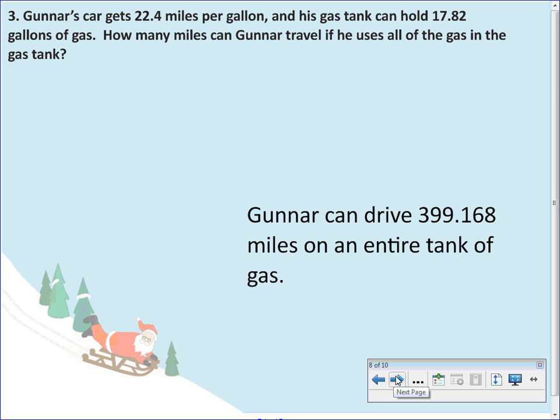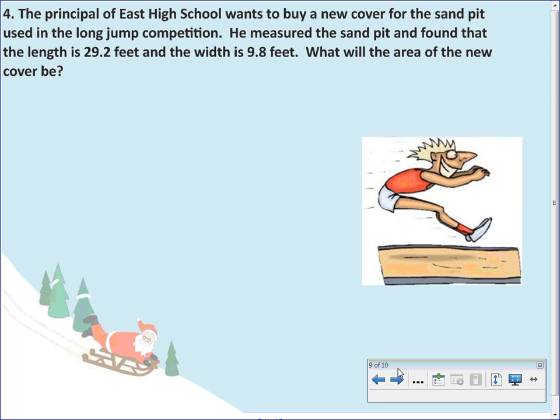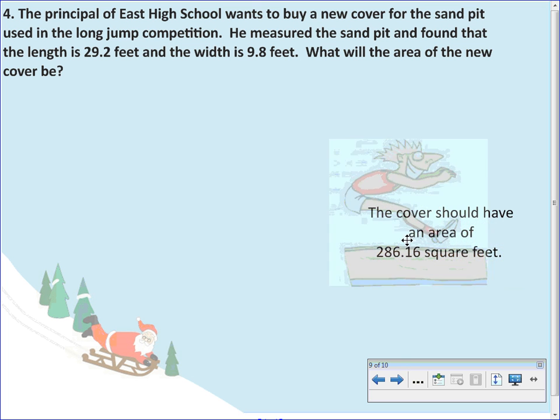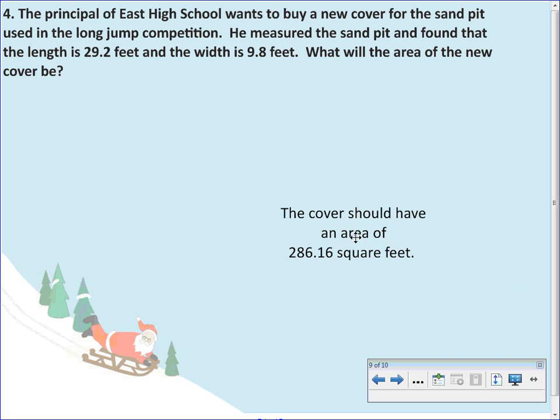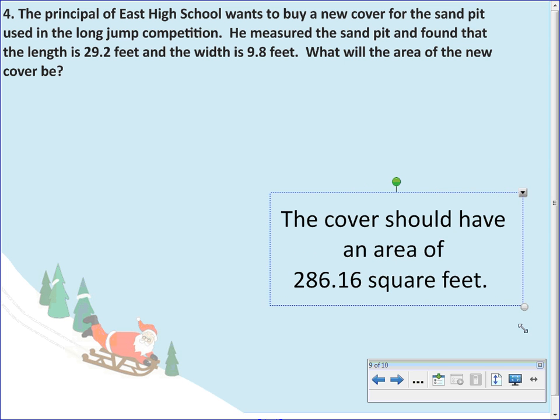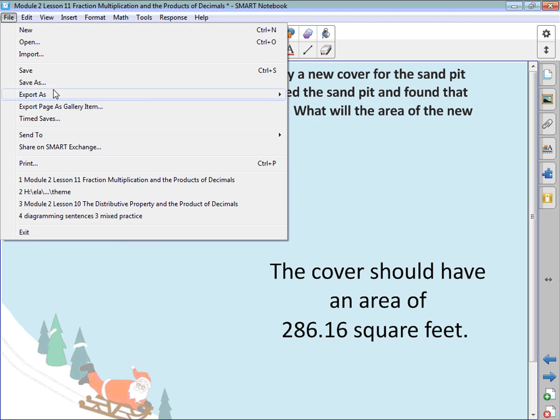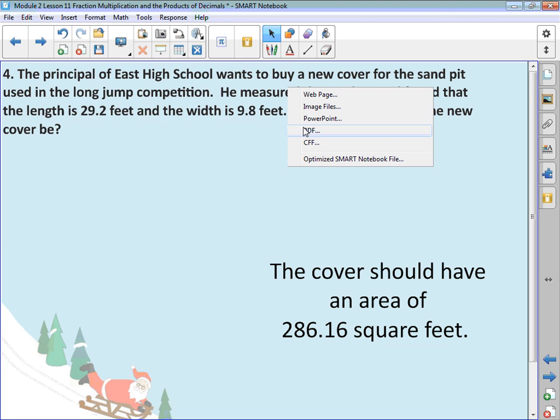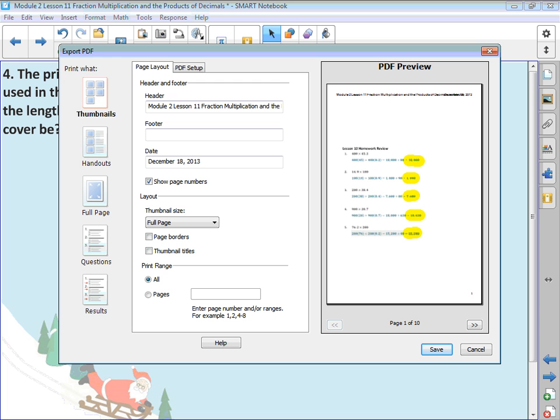And last but not least, number 4. Excuse me. The area should be 286.16 square feet. A nice complete sentence with a capital and a period so that I know that you understand what the question is asking you. Okay? Don't forget that there is extra help tomorrow where we could go over all of the lessons, because your mid-module assessment is on Friday.